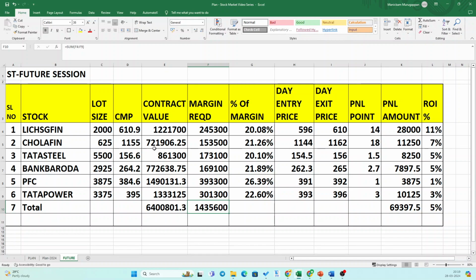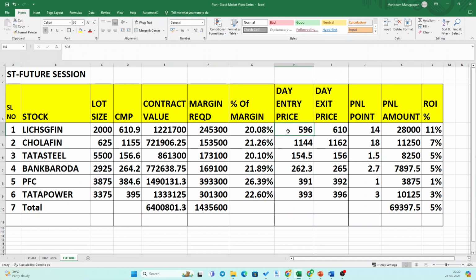Like this, for Solar Finance and Tata Steel the lot quantity is 5,500. The price is small, which is why the lot quantity is more. Same way, Power Finance is 3,875. In futures there is one drawback: we have to buy or sell in lot size only. We cannot purchase in single numbers. We have to purchase in lots only, so based on the lot size we have to go with that.